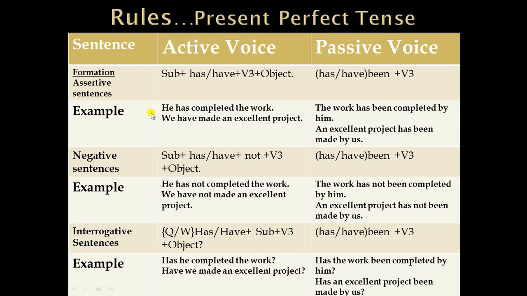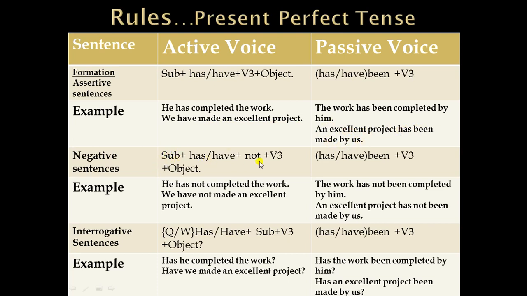This is our third tense for today. Look at the formation of present perfect tense, active voice, the simple sentence. You have subject followed by has, have as helping verbs, and the third form of the verb followed by the object. But here in passive voice you write has been and have been as helping verbs followed by the third form of the verb. Look at this example. He has completed the work becomes: The work has been completed by him. We have made an excellent project. An excellent project has been made by us.